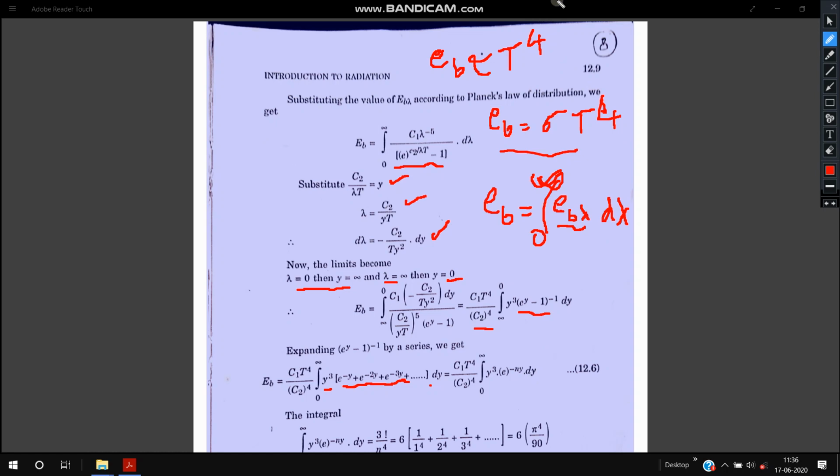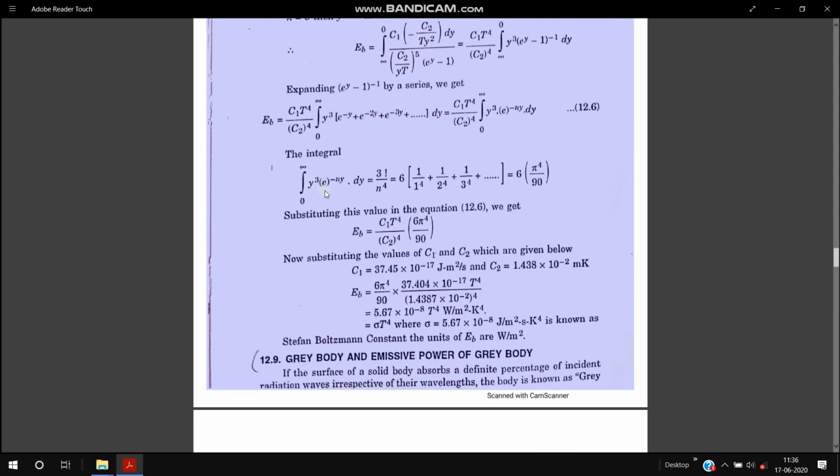This integral from 0 to infinity of y cube e raised to minus ny dy equals factorial 3 by n raised to 4, which is 6 into 1 by 1 raised to 4 plus 1 by 2 raised to 4 plus 1 by 3 raised to 4 and so on. You get 6 pi raised to 4 by 90. So this value equals 6 pi raised to 4 by 90.